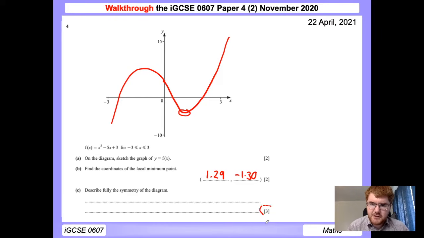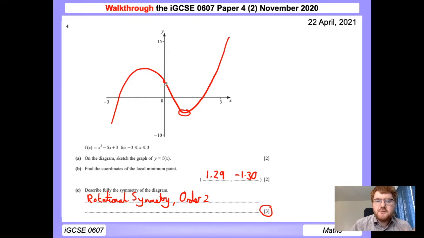Notice it's a 3-mark question, so we need 3 pieces of information, and we need to describe fully the symmetry of the diagram. The first thing we should recognize here is there is a rotational symmetry. Imagine this is our center of our rotation. It would spin around and actually look the same as we spin it around, and it will look the same twice. So we have to write down rotational symmetry. So for 1 mark, order 2, because if you visualize this in your mind, you can rotate it around once when it's the same and then back to the beginning, so to give you twice.